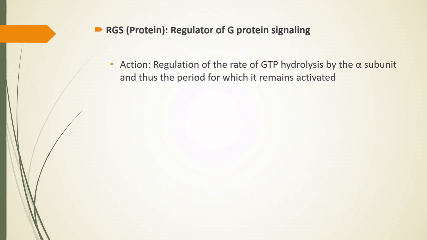Now there is another component known as RGS. This RGS is also a protein. RGS is a regulator of G protein signaling. And what is its action? This RGS actually regulates the rate of GTP hydrolysis by the alpha subunit. And thus it also determines the period for which the G protein coupled receptor is going to remain activated.